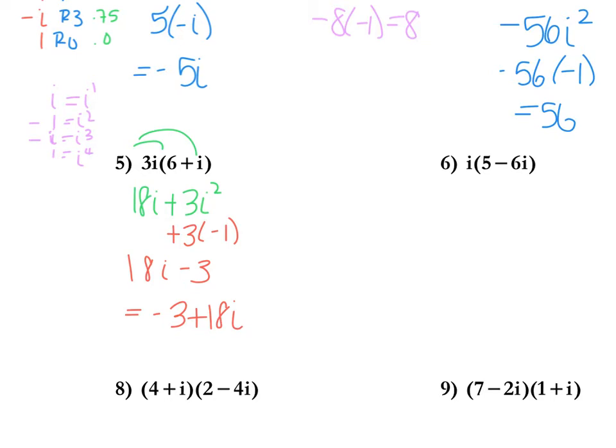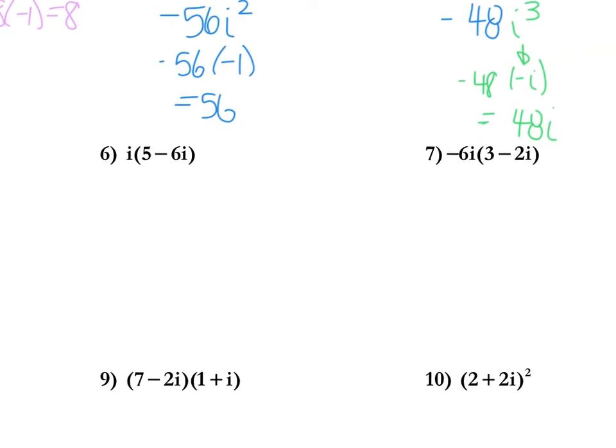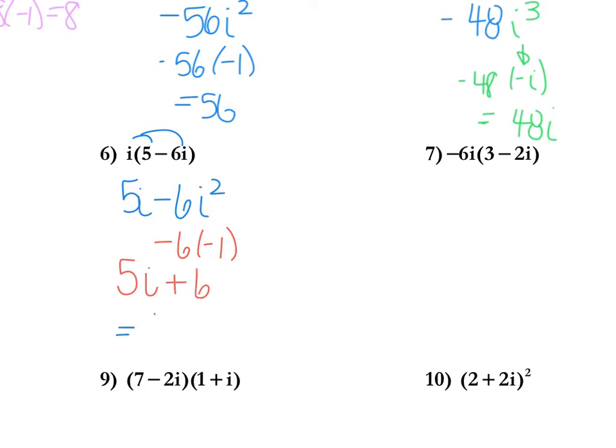Okay. All right, let's do another example together, and then I'm going to have you guys try one on your own. So once again, just go ahead and distribute the i through. So this is 5i minus 6i squared. We need to take care of our powers of i, so this is minus 6 times negative 1. So we have 5i plus 6. Can't leave our answers like that though. Must write them in the correct form. So 6 plus 5i. Okay, go ahead and try the next example and hit pause and then check your answer when you're done.